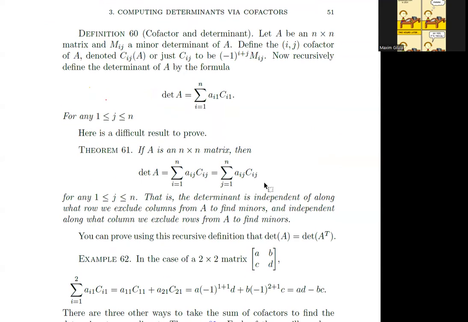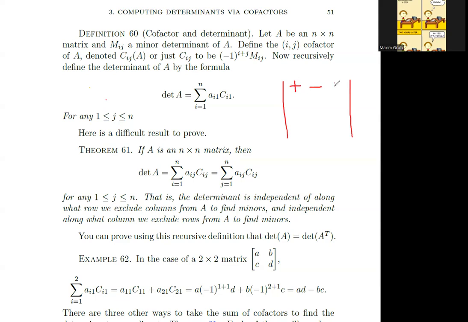So let's talk about determinant using cofactors. So you have your n by n matrix and call Mij a minor determinant of A. Define the ij cofactor to be Mij times a sign that depends on where you are in the matrix: minus 1 to the i plus j. What this looks like actually is it makes a checkerboard or a chessboard on your matrix.